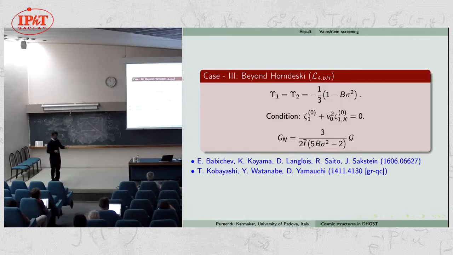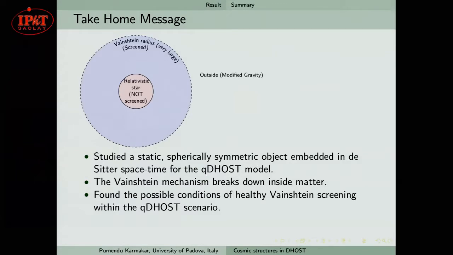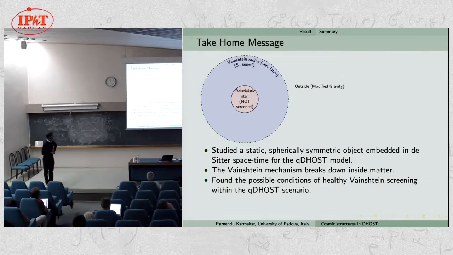So beyond Horndeski theory and degenerate theory, in both cases, the Vainshtein screening breaks down. The message to take home is that the Vainshtein screening mechanism breaks down inside the relativistic star for beyond Horndeski and degenerate theory. However, within the Vainshtein radius, it is possible to recover it by putting a constraint on the theory, and possibly this is one way we can put constraints on the free parameters in future.